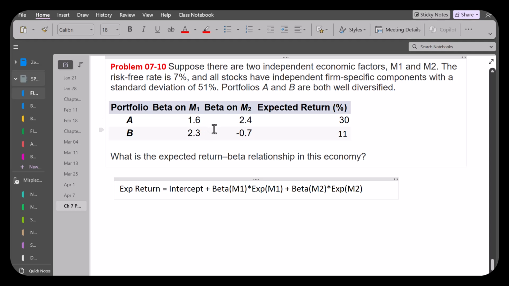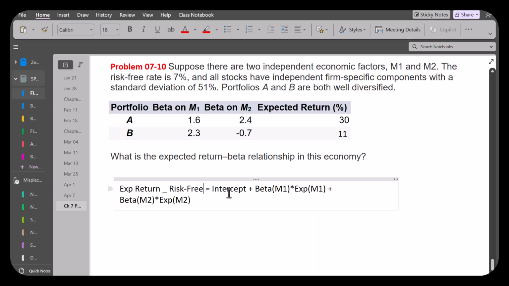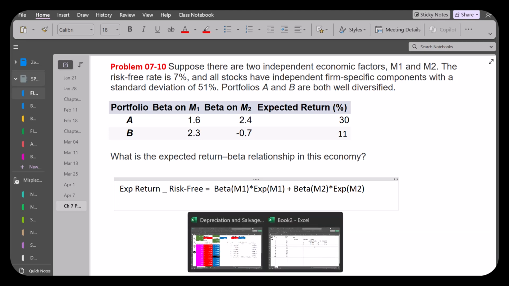Well, we know the betas. And let me see. Actually, expected return minus risk-free. All right. So what we don't know is expected returns on M1 and M2. So we basically need to solve these equations. Let's do this in Excel.